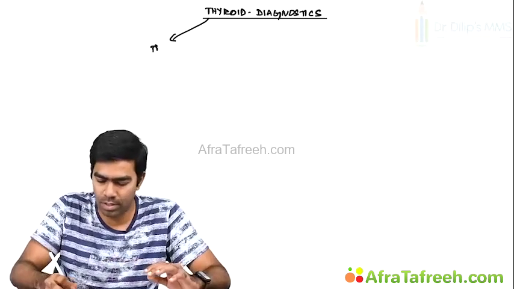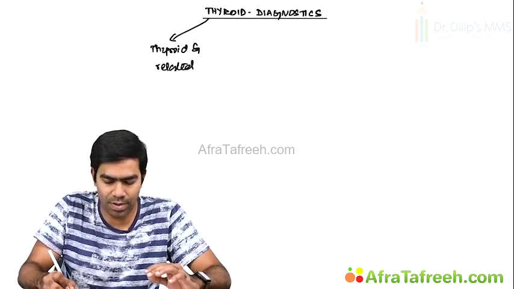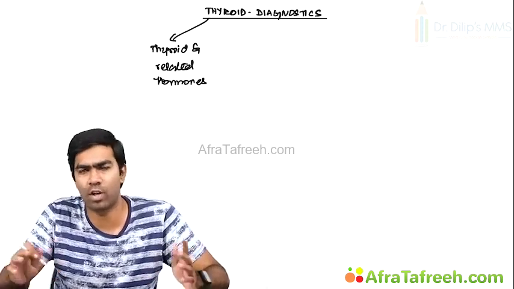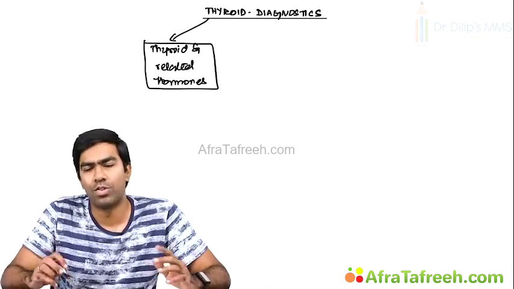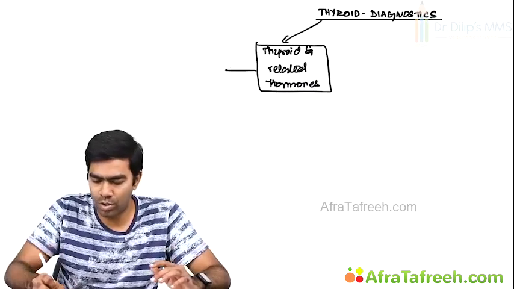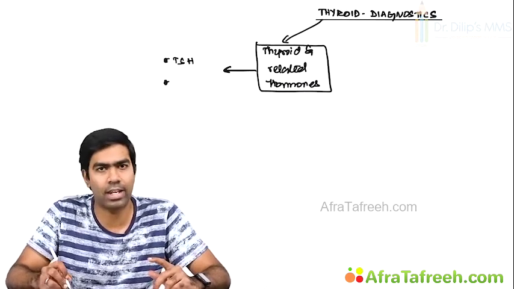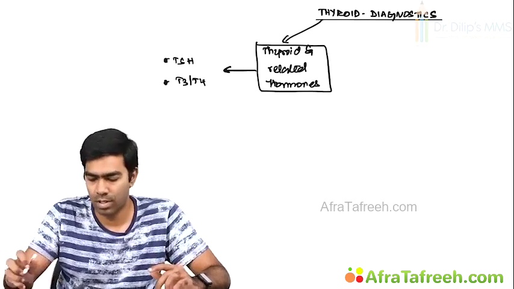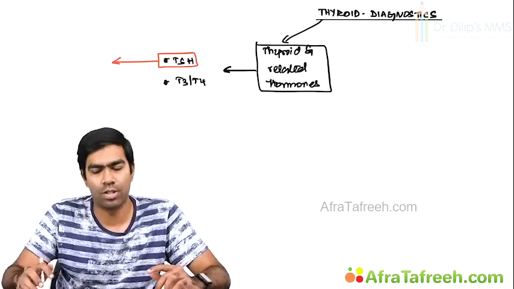The first category I'm going to discuss is the thyroid and related hormones group. We have a lot of other things like antibodies, ultrasound, FNAC, but first I'm going to discuss the thyroid and related hormones. In this, you are going to use two important investigations. One is the TSH, and the second is the thyroid hormones T3 and T4 themselves. So let us see the importance of TSH.